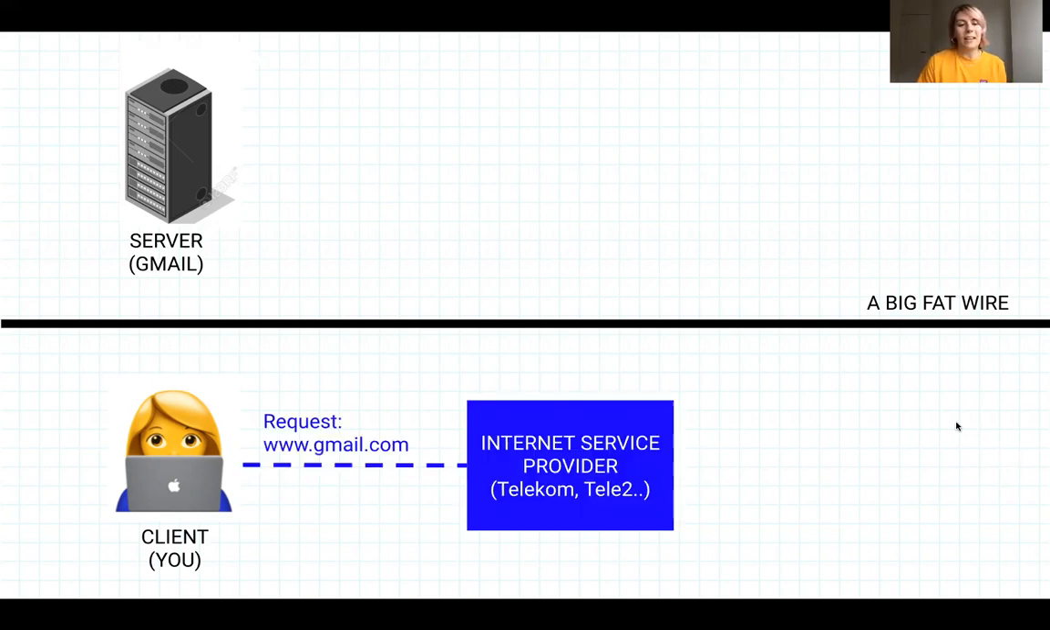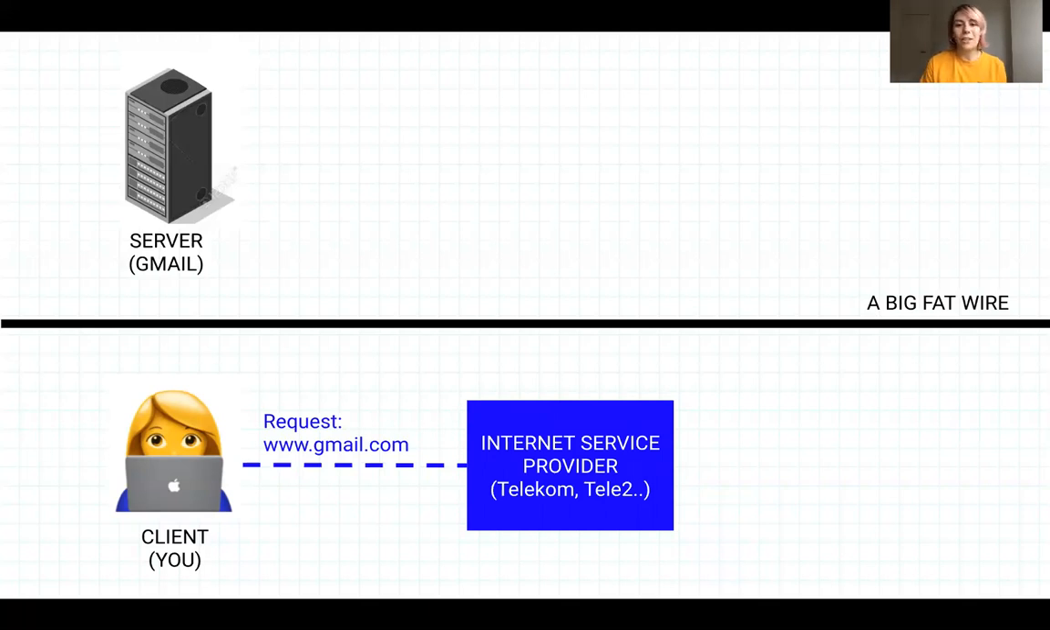First, you as the client, let's say, request a website that is gmail.com. And the first step where your request goes to is to your internet service provider. That could be Telecom, Tele2, depending on whom you have a contract with.